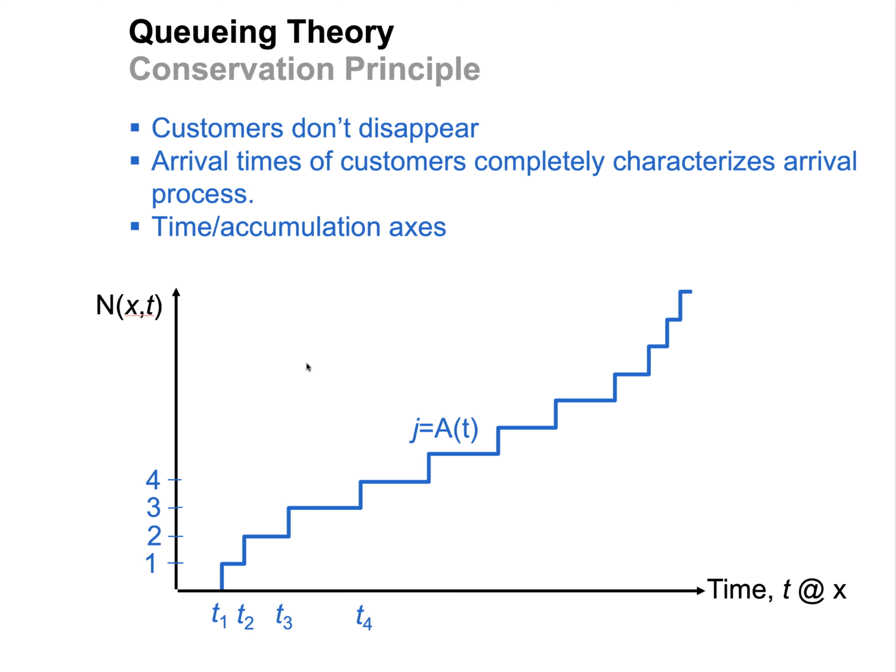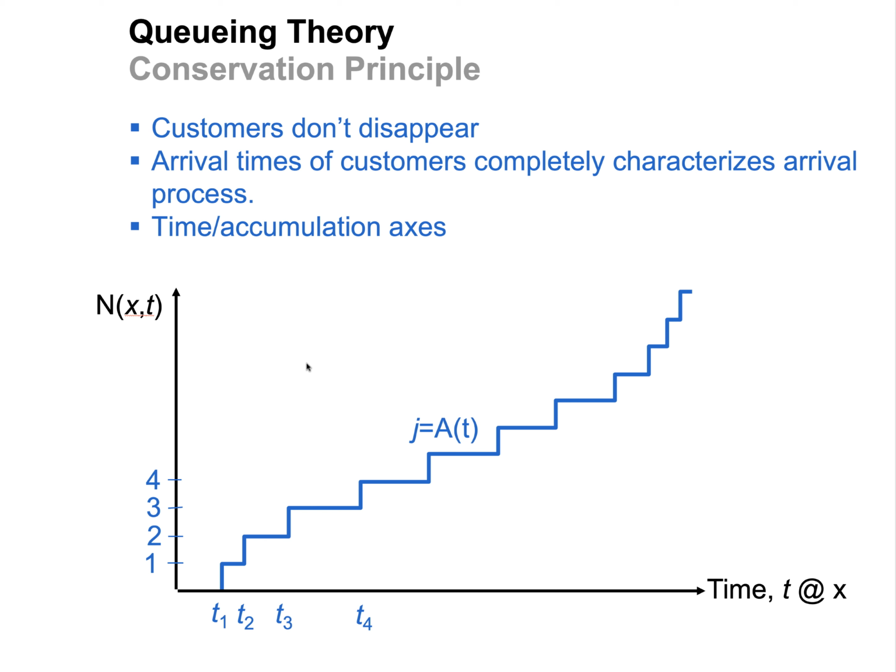First, we start with the conservation principle, and that means basically that customers don't disappear. Once they enter the system, they will depart the system, and the arrival times of the customers, which I'll show you in a second, completely characterize the arrival process. And then what we'll do to visualize this is we'll use an N-T axis, where the y-axis is the number of accumulated arrivals, and the x-axis is time t.